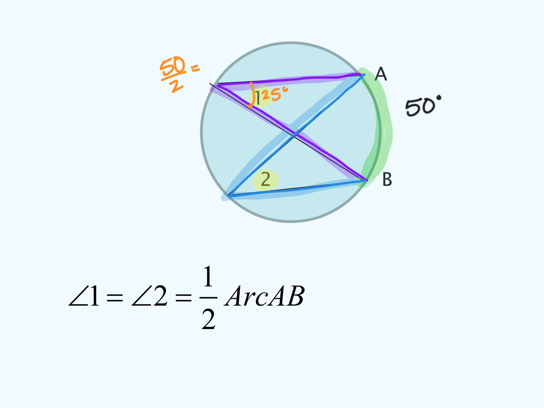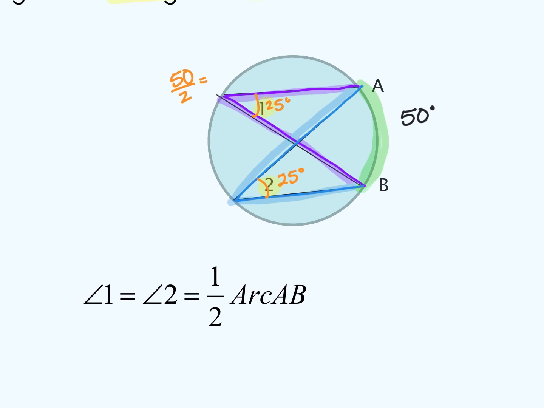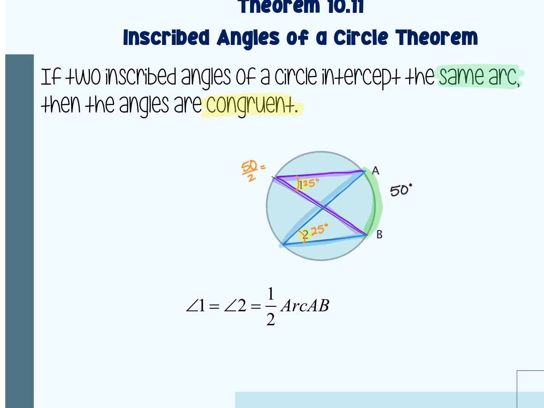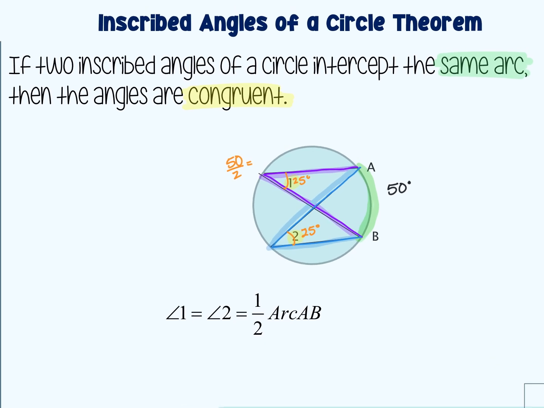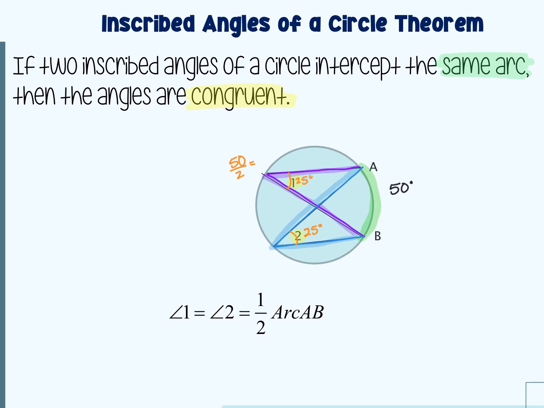And because this has the same arc, what is this angle as well? 25. Okay, so please understand, if they're sharing the same arc, the angles are going to be congruent. So you have to be able to identify the angles with the arc. I understand it could be hard and difficult for some students, but please practice it.